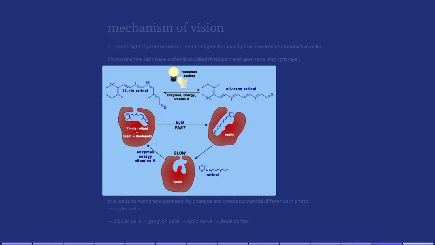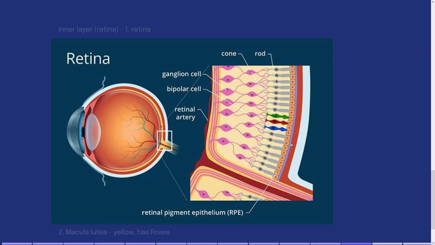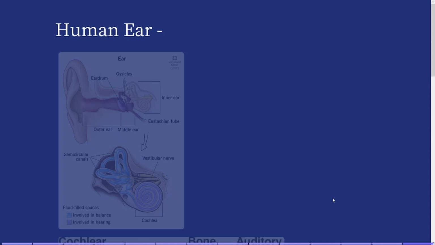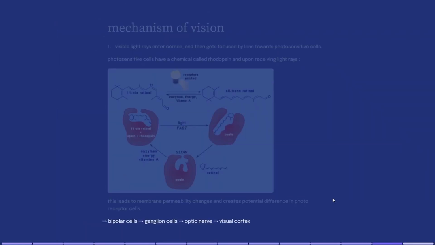Now this breaking of rhodopsin into retinol and opsin in the photosensitive cells causes a change in membrane permeability, and this generates a potential difference in photoreceptor cells. Through these photoreceptor cells, it is transported to the bipolar cells, and from the bipolar cells it is transported to ganglion cells. From ganglion cells it is transported to the optic nerve, and from the optic nerve this impulse moves towards the visual cortex. That was the functioning of the human eye, the mechanism of vision.